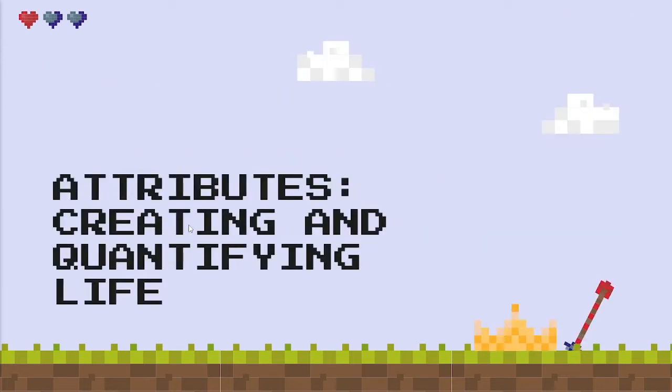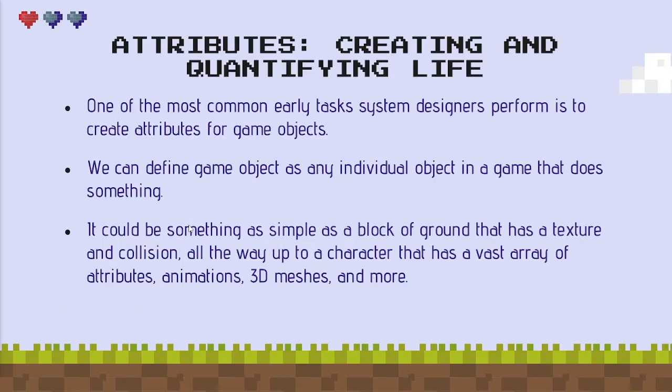So let's start. So first, again, our topic for module number 4 will be attributes, creating and quantifying life. So, first, let's start with what's an attribute. One of the most common early tasks system designers perform is to create attributes for game objects. So, first, what is a game object? When we say game object, these are basically the things or characters that you're playing within the game.